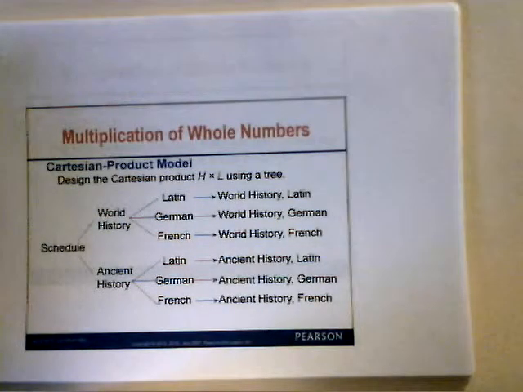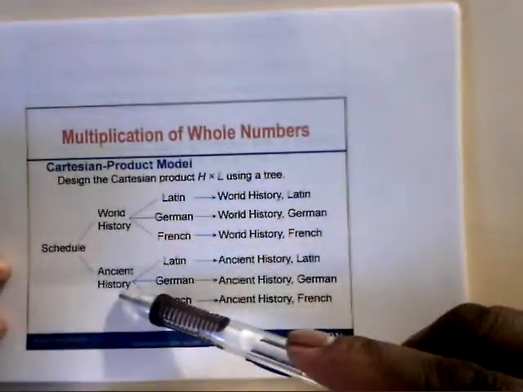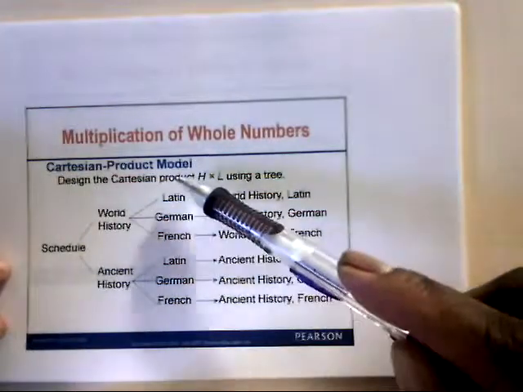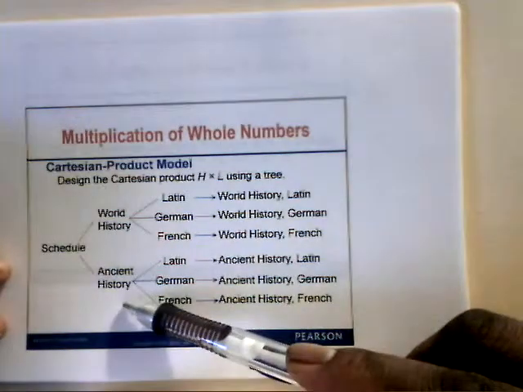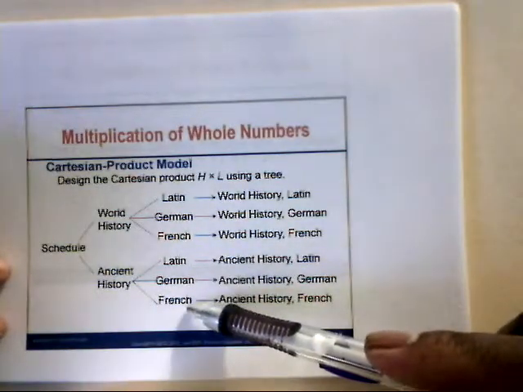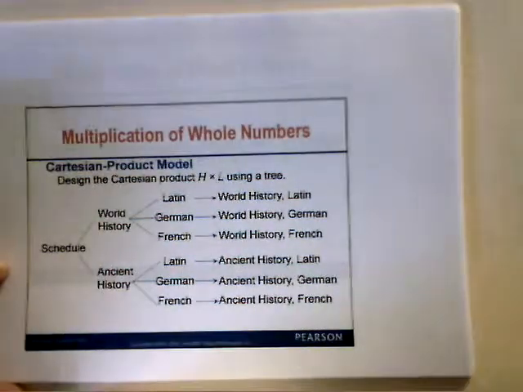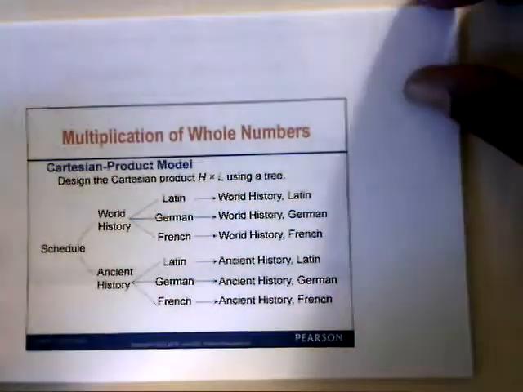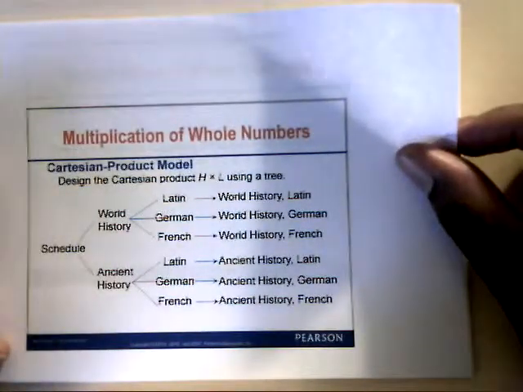And here's what the tree diagram looks like. We can design the Cartesian product H cross L using a tree. So, starting with the schedule, you could have world history or ancient history. And from that, for world history, you can choose Latin, German, or French. And for ancient history, you choose Latin, German, or French. Okay? And these are the 6 possible schedules that a student can have from those choices.